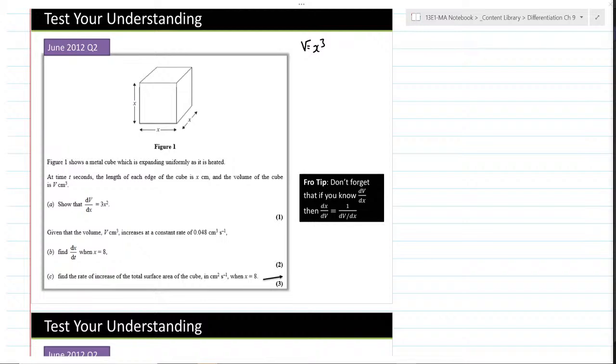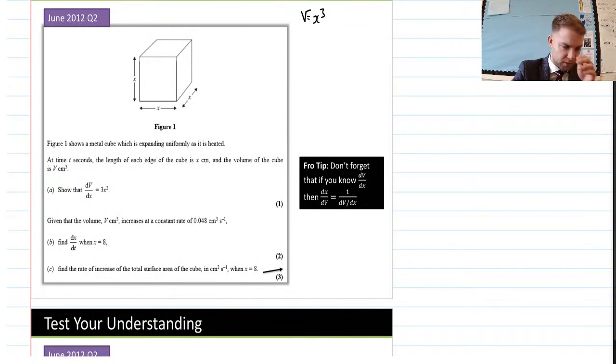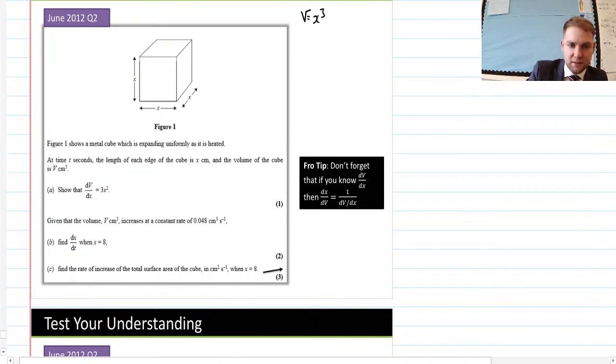Okay, I'm going to go through this question. So figure 1 shows a metal cube which is expanding uniformly when heated. At time t seconds, the edge of the cube is x centimeters, and the volume of the cube is V. So the first thing I did was I wrote V in terms of x, which is this part here, isn't it? So V is equal to x cubed.